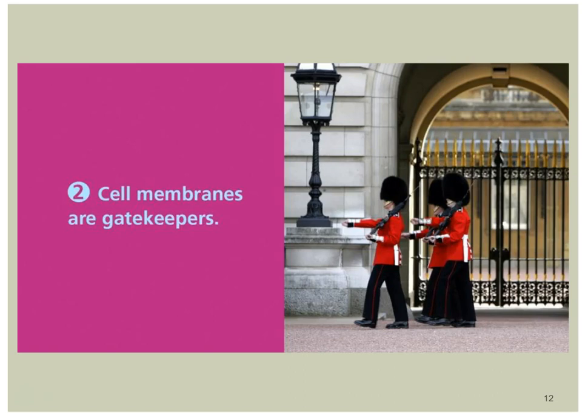It lets some things in, but not everybody in. Here you see these guards. If you don't have a pass, you cannot go in to see the queen. I'm sorry, it's just not going to happen. That's what the plasma membrane does.